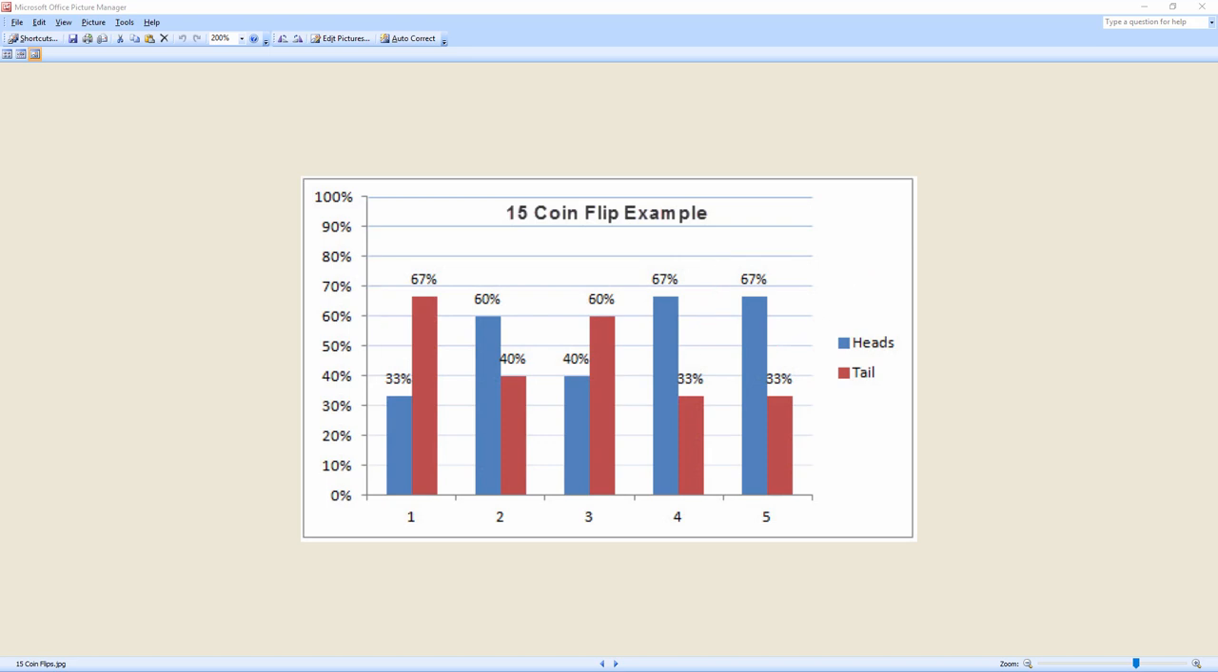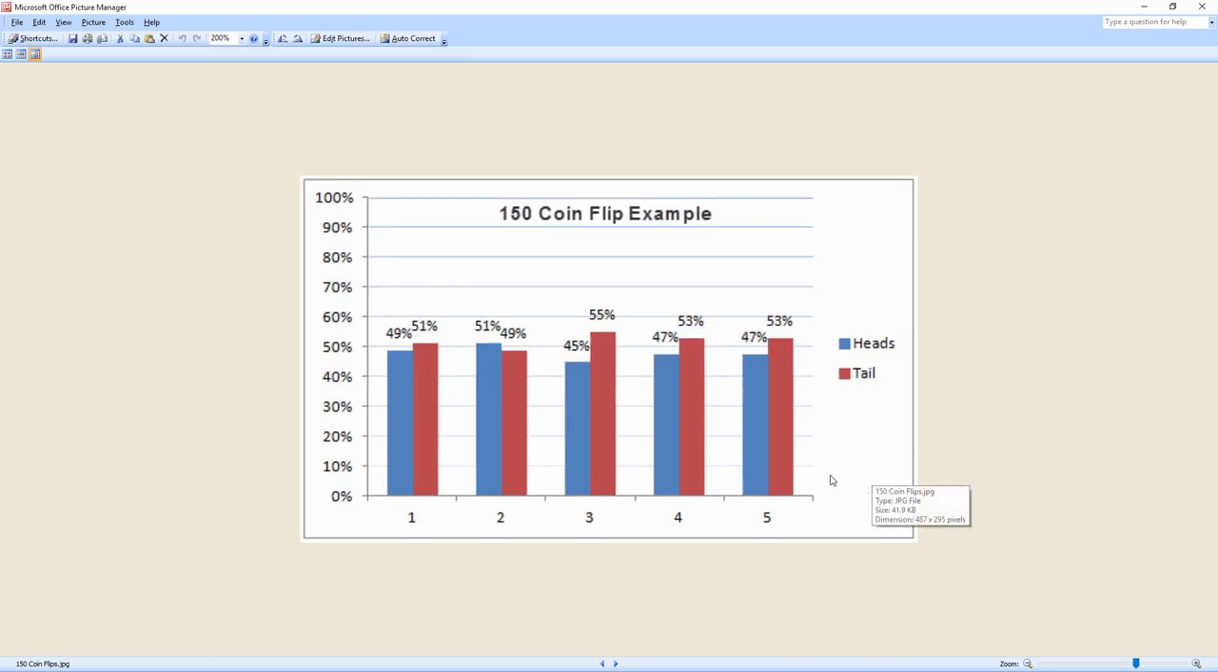Now, let's take a look at the 150 example. And now we're seeing close to a 50-50 split on all of them. Since this is 150 flips, we actually can see 50-50, but you're noticing that none of them are exactly 50-50. There's still a little bit of a deviation from the norm, but you'll notice that a 49-51 split occurs on both of these, which is very close to 50-50. And on the other ones, the biggest deviation is a 45-55.